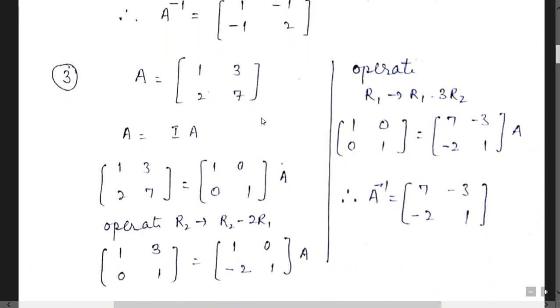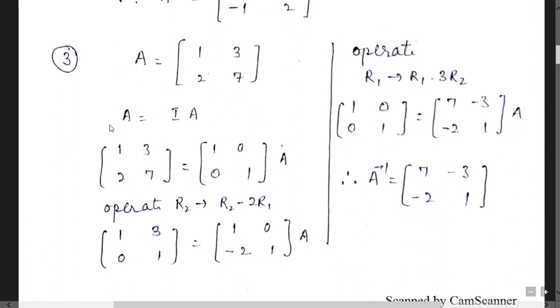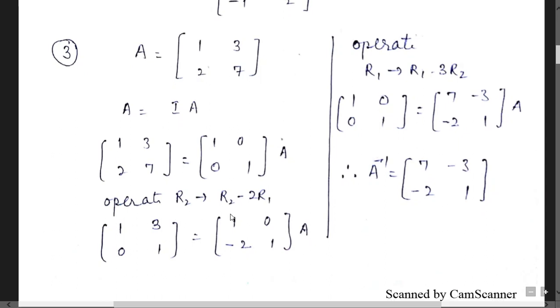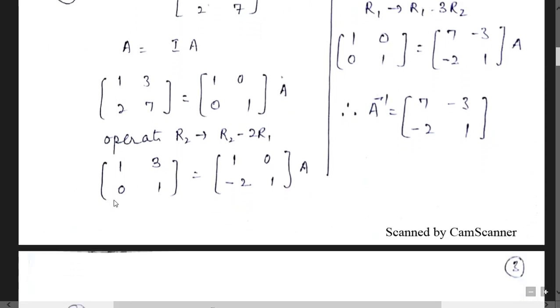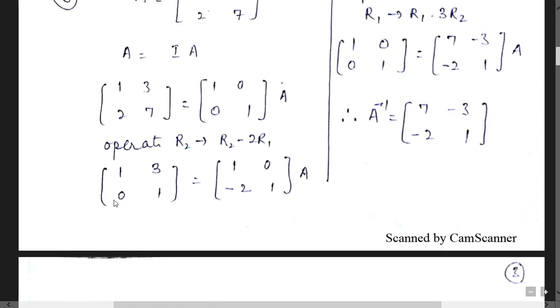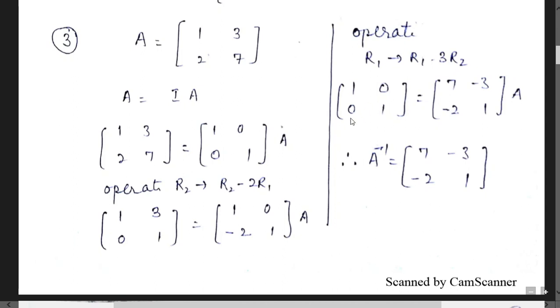Similar is the case with the third question. I think you can operate easily. First step is A is equal to I into A. Then operate by converting the secondary diagonal elements into 0. Basically, 2 steps are required. In one step, you can convert one element into 0, and in the second step, you can convert the second element into 0. And the matrix obtained on the right hand side is equal to the inverse of A.